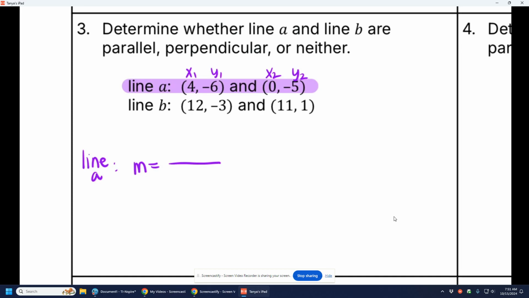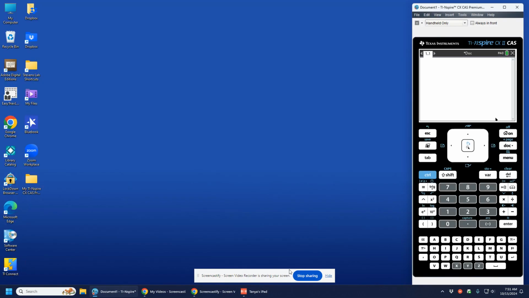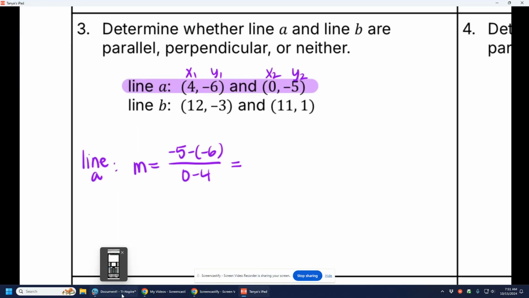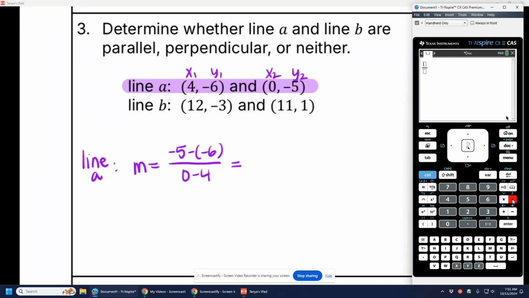y2 minus y1 in the numerator, so that would be -5 minus -6 over 0 minus 4. And today I don't feel like doing the hard work, so I'm just going to type that whole thing into the calculator. So control divide -5 minus -6 over, not 1, 0 minus 4. So -1/4. Okay, and then now we're going to do the same thing to line B.